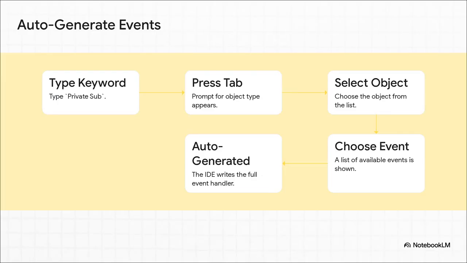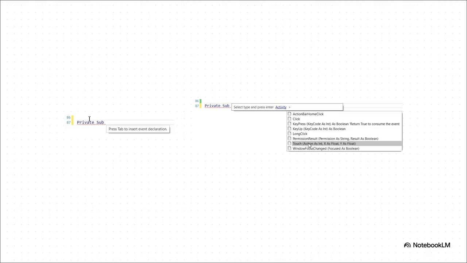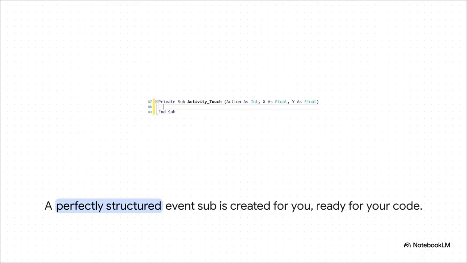Okay, here's another awesome time saver: auto-generating event handlers. Think about all that boilerplate code you write for things like a button click. What if the IDE could just write it for you with a couple of keystrokes? It's so simple. Watch. You type private sub, hit the tab key, and the IDE just takes over. It asks you which object you want to work with, and as soon as you choose one, it shows you a complete list of every possible event for that object. No more guessing. You pick the one you need from the list, hit Enter, and boom! Just like that, the IDE drops in a perfectly structured, error-free code block, all ready for you to fill in. It's an amazing way to speed things up and avoid simple mistakes.